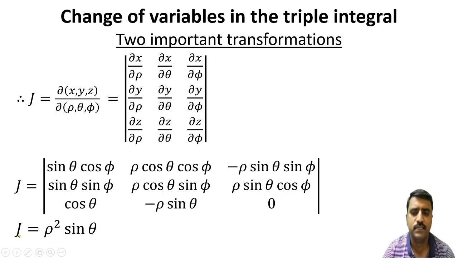Then it gives that J is equal to rho square sin theta. So if you evaluate the determinant, we get rho square sin theta. Just go and evaluate this.